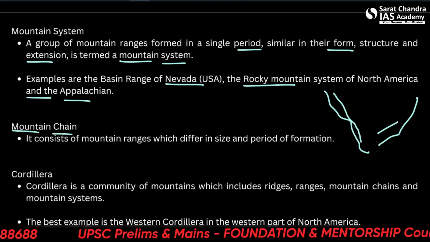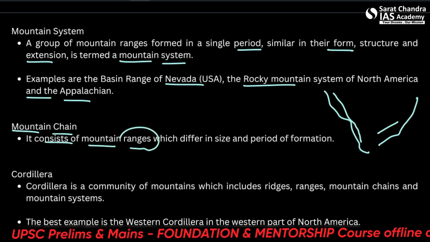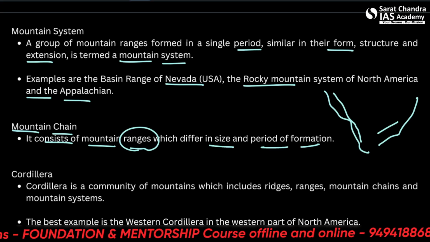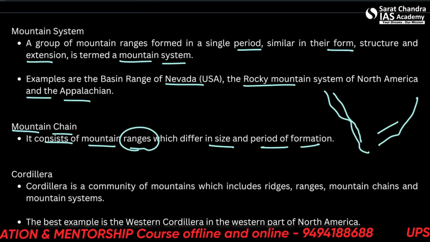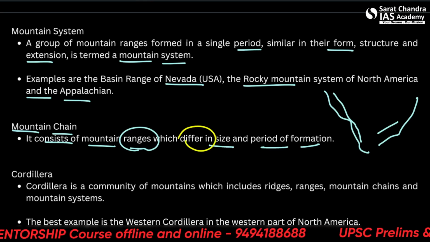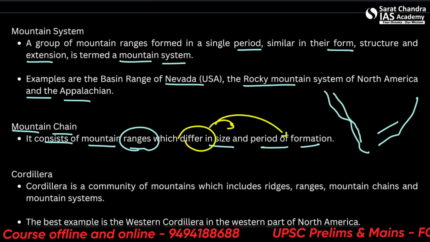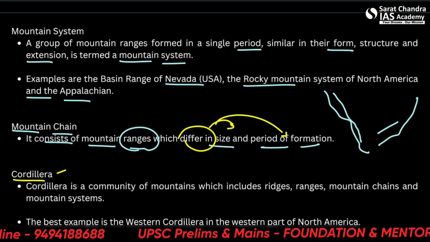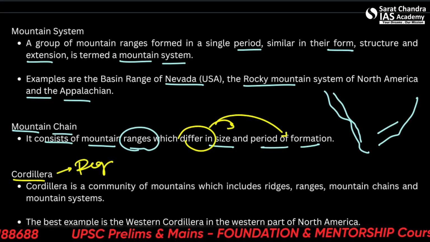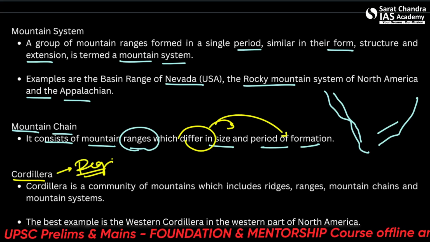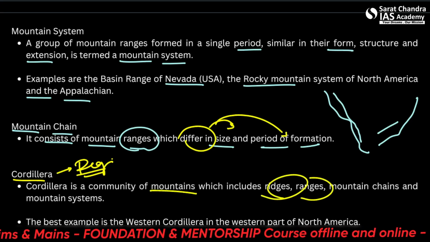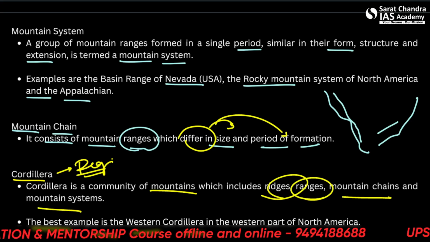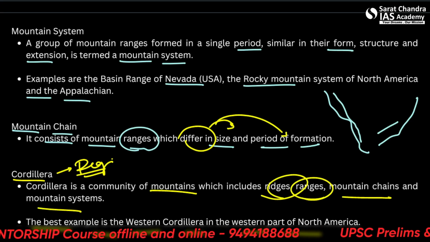A mountain chain consists of mountain ranges which differ in size and period of formation. Please remember this definition: they should differ in size or period of formation. When we talk about the Cordillera, it's a regional term from South America. Cordillera is a community of mountains which includes ridges, ranges, mountain chains and mountain systems. The best example of the Western Cordillera is the western part of North America.